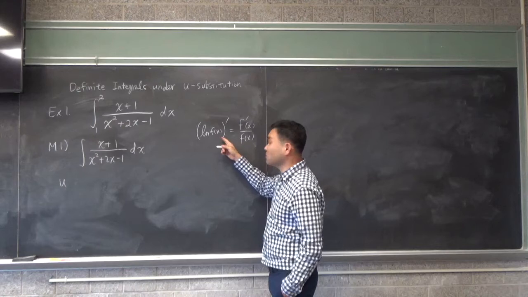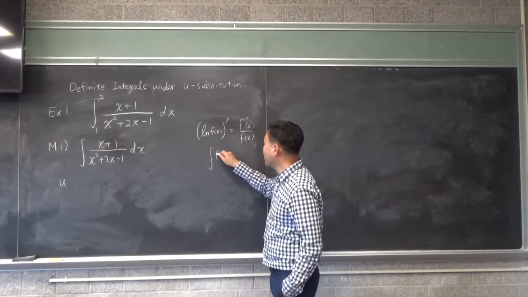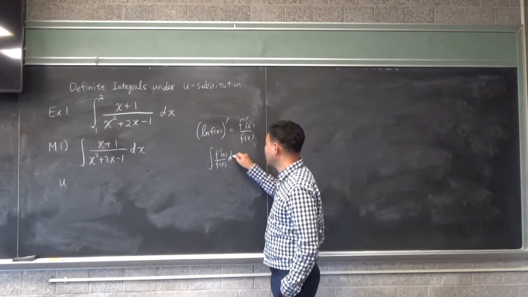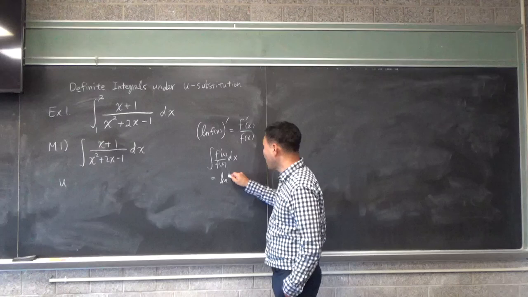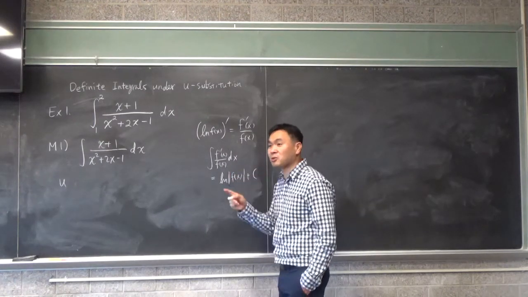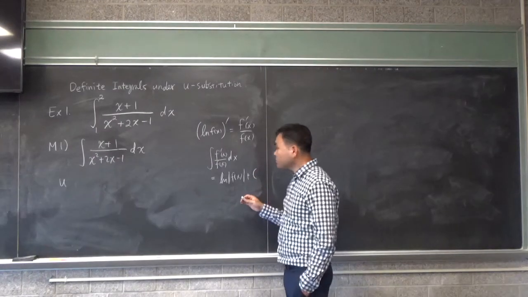And what that means is that the corresponding integration statement is if you integrate f prime of x over f of x dx, the end result is ln of absolute value of f of x plus c, where this absolute value appears for something that I explained yesterday, right? Okay.